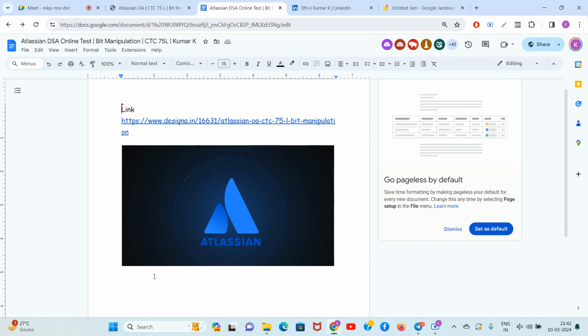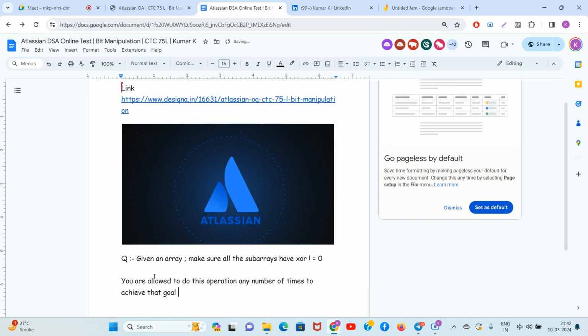Array. One more thing I wanted to write, that the question is letting you know that given an array, make sure all the subarrays have zor not equal to 0. You are allowed to do this operation any number of times to achieve that goal. What is the operation? Pick any index and replace it by any number less than 10 raised to 10 raised to 10.